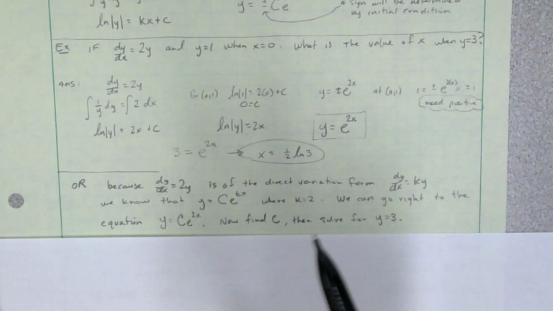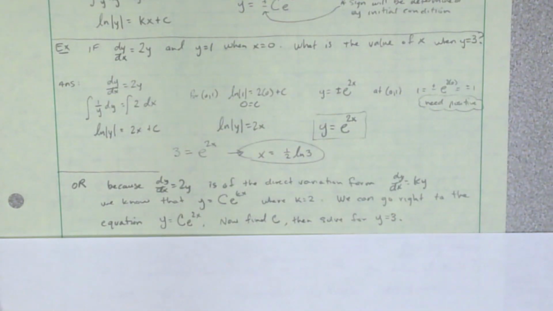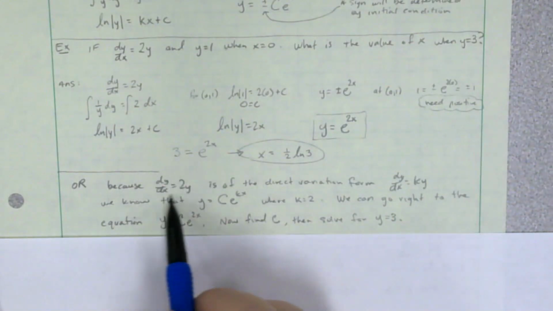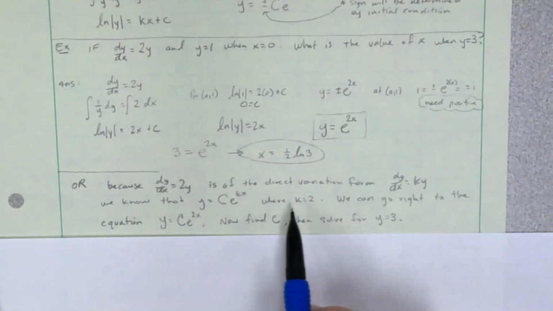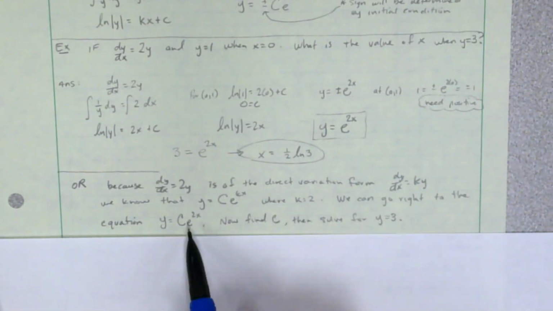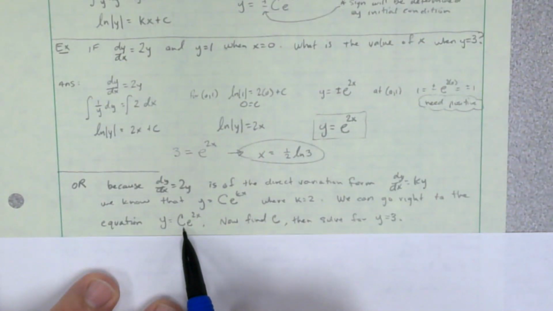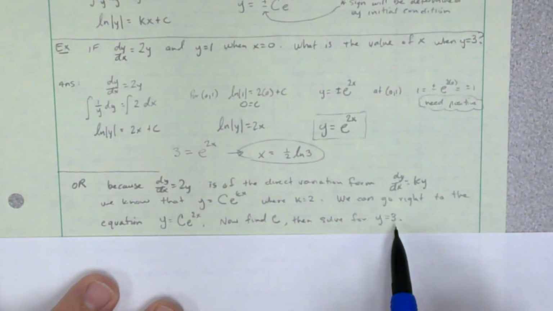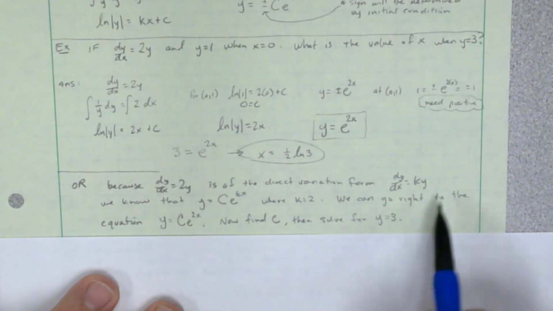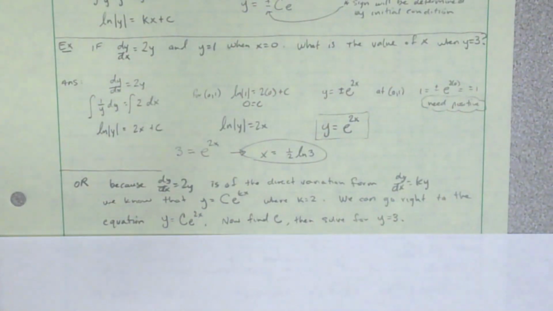This is just showing you that there's an alternate method if you have a certain type of differential equation. Because I have this, and it is of the direct variation format, then we know the solution is going to be this, and we know that k has to be 2. So I can go right to this equation. Then I can use my initial condition to find c, plug in the c, and then I have my equation, into which I can plug in 3 and find the solution. So this is just an alternate methodology, and that's all that's going on there.